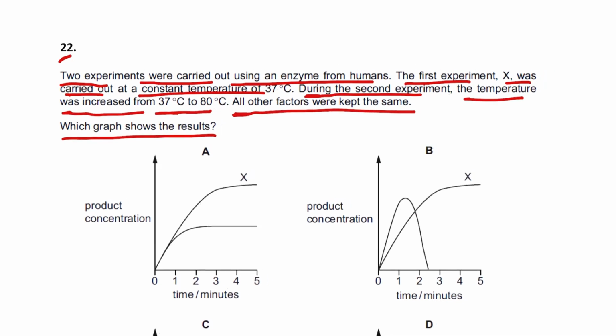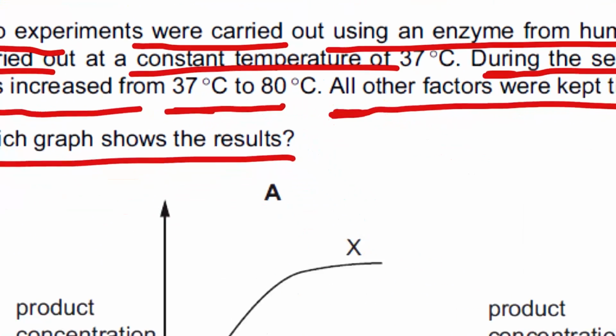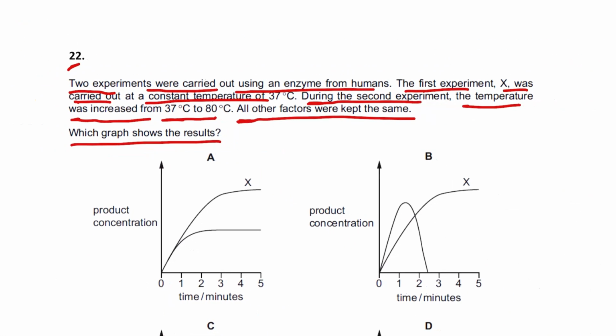It was carried out at a normal temperature, and the temperature was constant at 37 degrees Celsius. So experiment X, the first experiment, was carried out at 37 degrees Celsius and the temperature was constant throughout. Okay. And in the second experiment, they started the experiment, and during the experiment they increased the temperature from 37 degrees Celsius to 80 degrees Celsius, which means that the enzyme will eventually denature. All the other factors were kept the same.